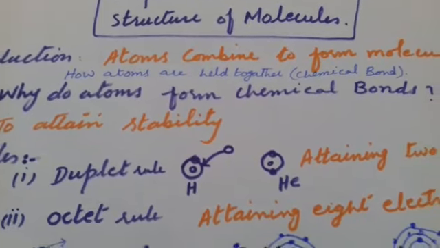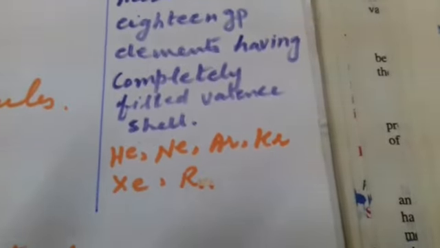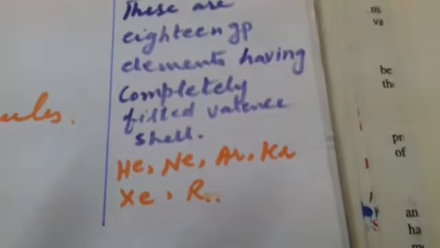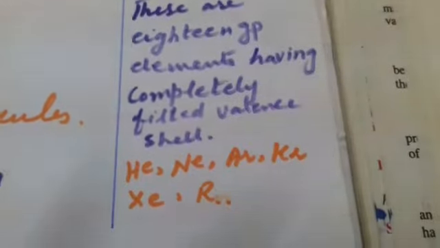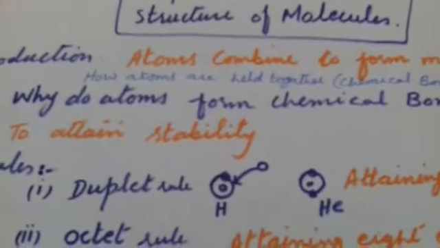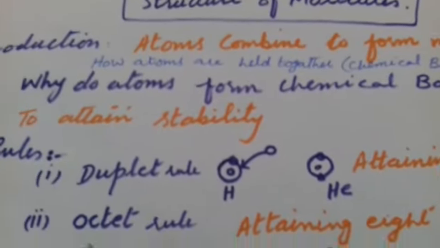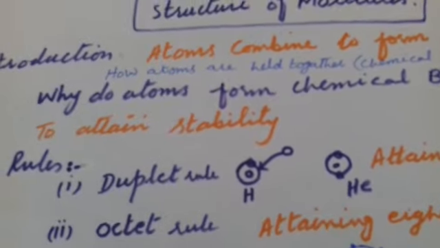As we have studied earlier, the noble gases are group 18 elements, which include helium, neon, argon, krypton, xenon and radon. These elements have a complete outermost shell having 2 or 8 electrons, and that's why they are also known as stable and non-reactive elements and the rare elements.